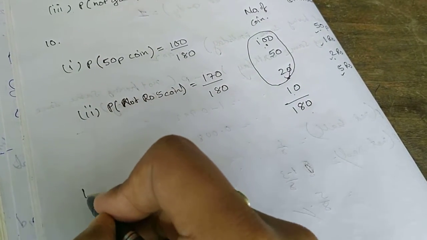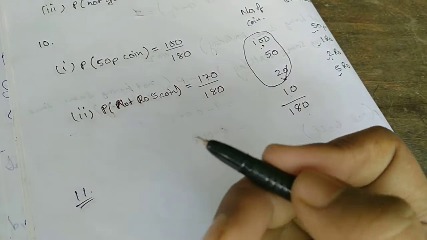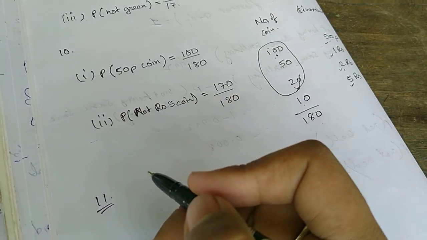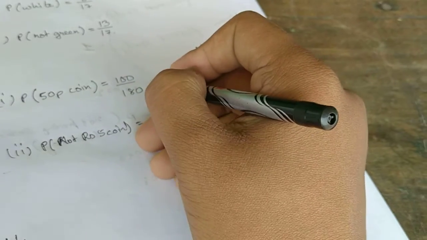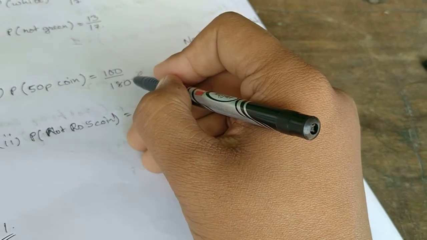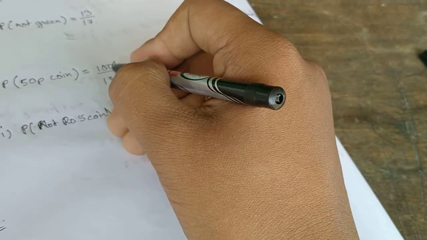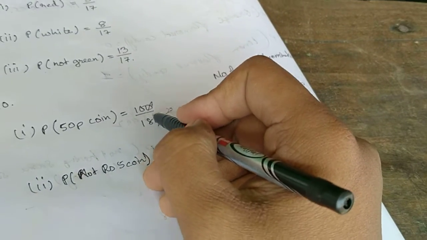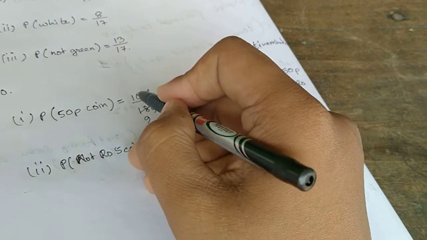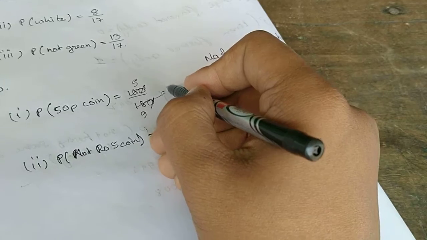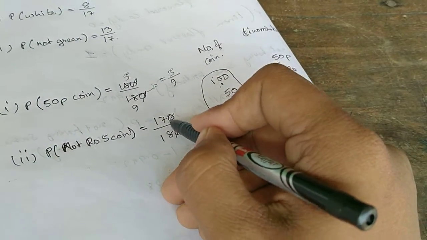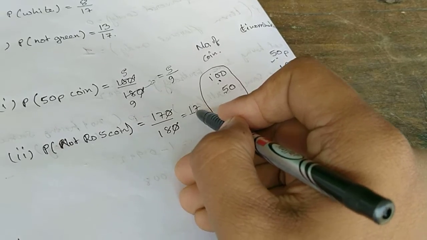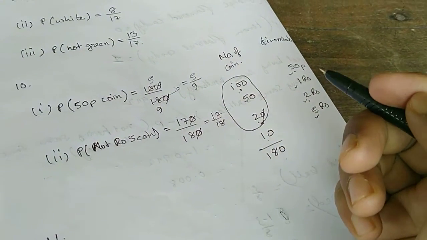Now next, question number 11. Sir, you post the video. The answer will be this one. You have to cut the zeros. Cut the zeros here, and how much? 2 nines are 18, 2 fives are 10. So the answer is 5/9. This one is also the same, cut the zeros, the answer is 17/18.